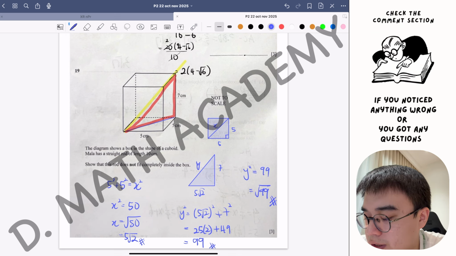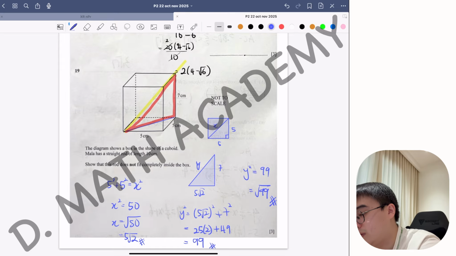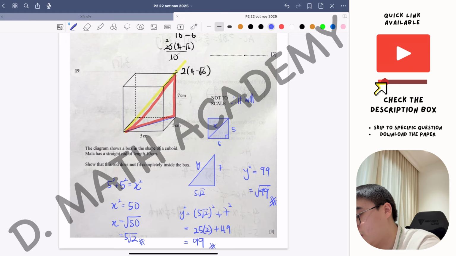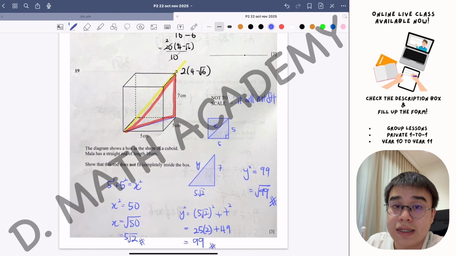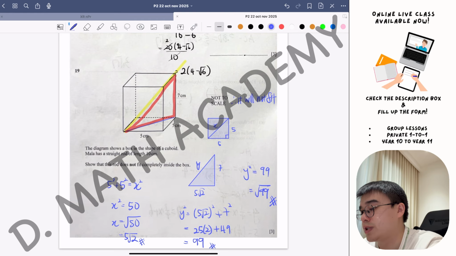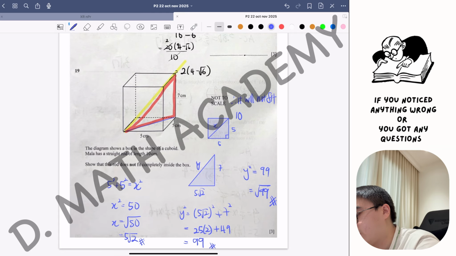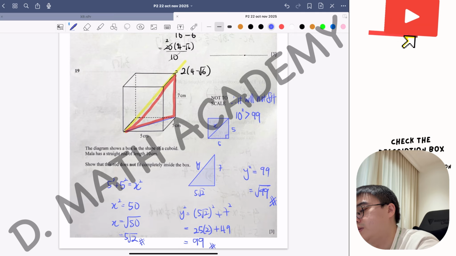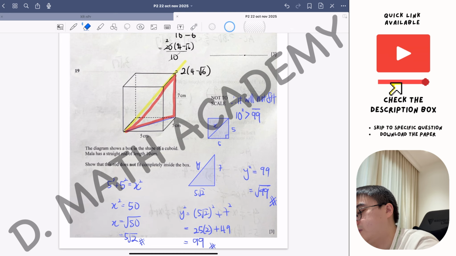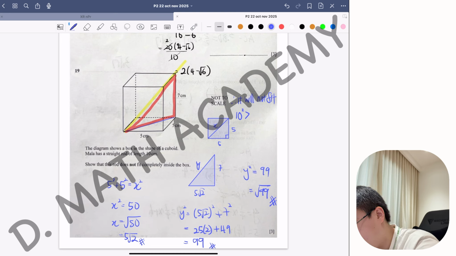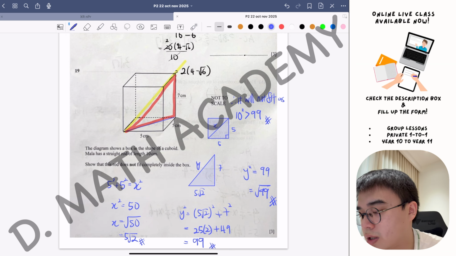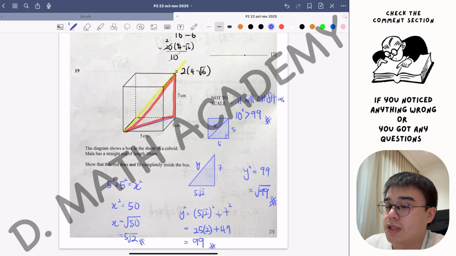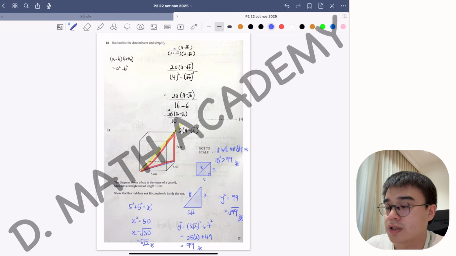Okay, immediately you can justify that it will not fit for sure, because the rod itself is 10. So 10 square is 100. So you can mention that 10 square is more than 99. Okay, so because of that, we won't be able to fit the rod into the given cuboid.